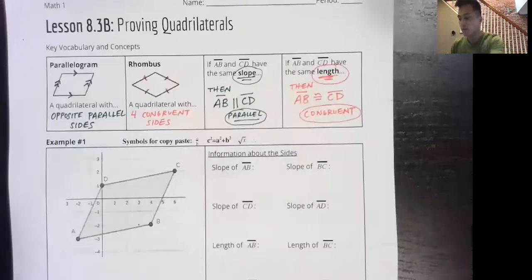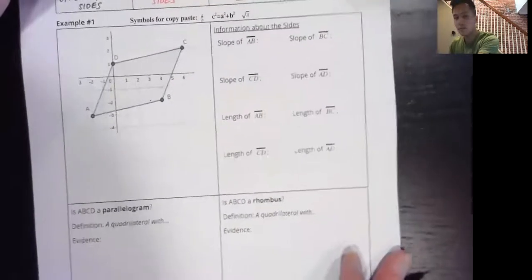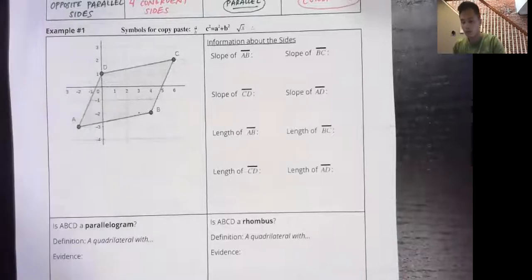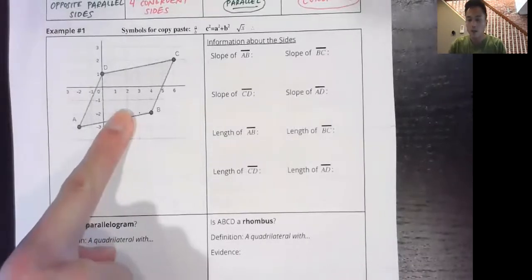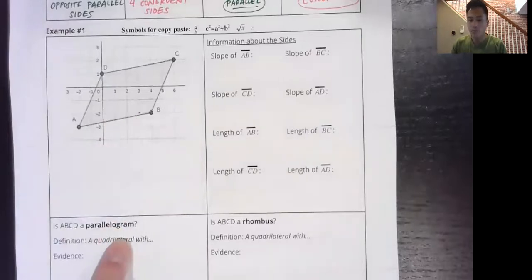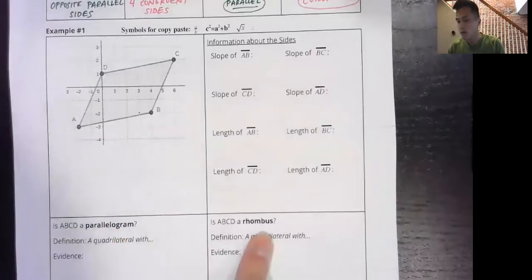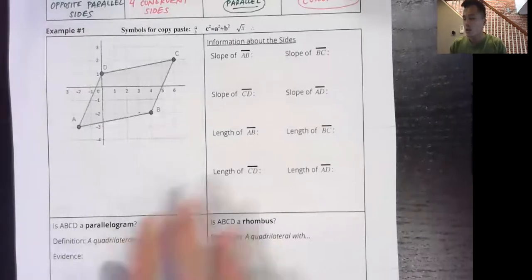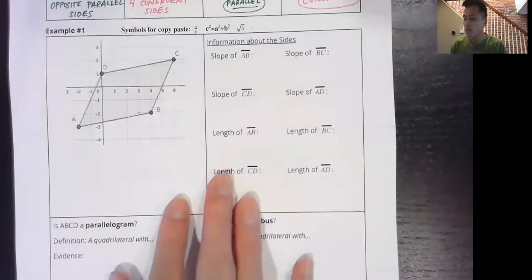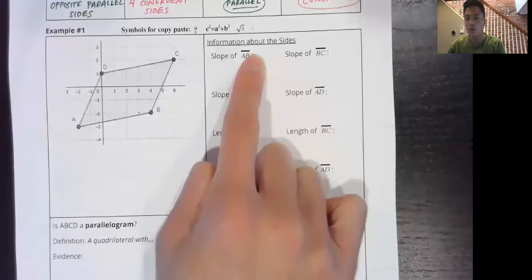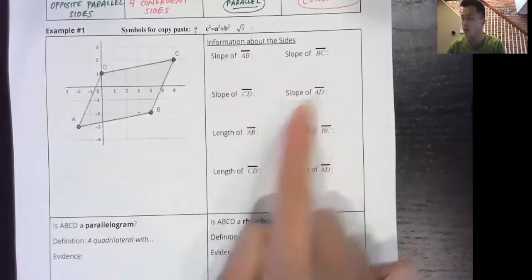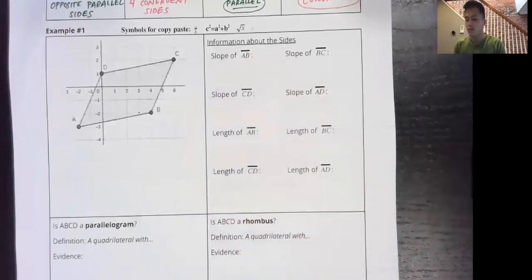All right, with that in mind, in today's problems, you're going to be given a quadrilateral like the one you see here. And then you're going to be asked, is it a parallelogram? And then also, is it a rhombus? And you're going to have to provide evidence for why or why not. It's helpful to first figure out as much information as we can about the sides of the quadrilateral. We're going to figure out all of its slopes, and then we're going to figure out all of the lengths of the sides. So let's talk about slopes first.